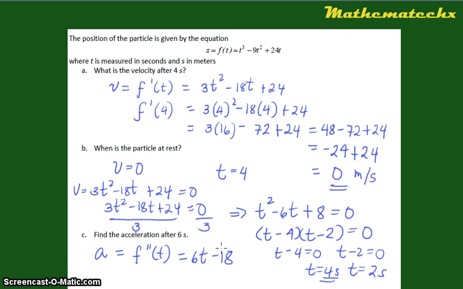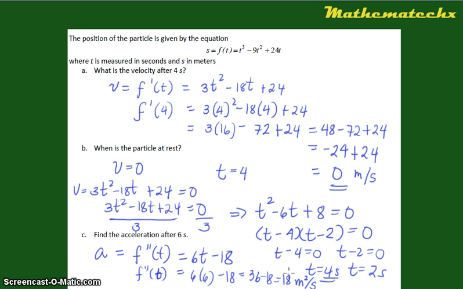And if they ask at a particular time, that means you're solving for the acceleration at a given value of t. So find the acceleration after 6 seconds. That means all I have to do is find f double prime of 6. So this is 6 times 6 minus 18. So this is 36 minus 18, and this should give you 18. Acceleration is measured in meters per second squared. So that is the acceleration after 6 seconds. A positive acceleration means the object is speeding up in the direction it is moving.